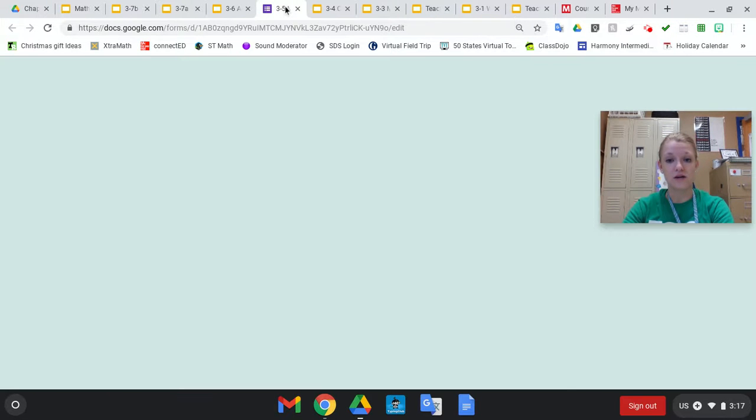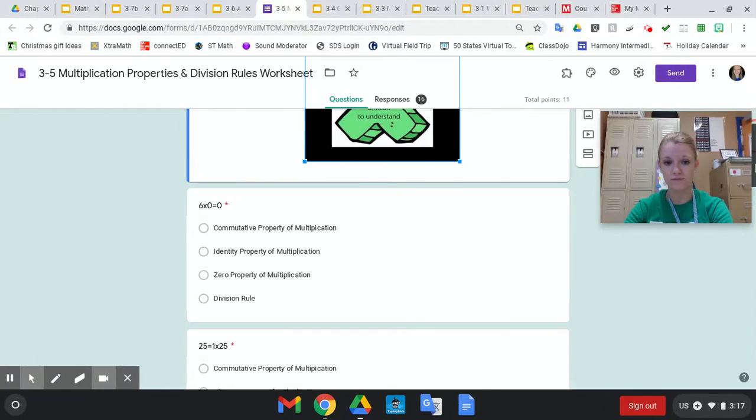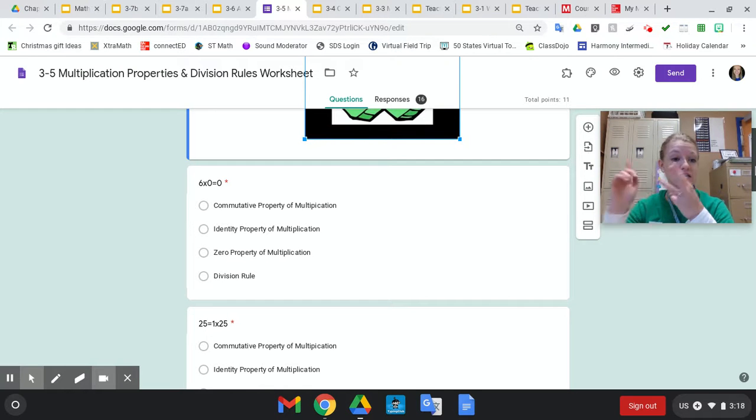Moving on to our next lesson, we have multiplication properties and division rules. So we have commutative, identity, 0, and the division rule. So when we think about it, okay, commutative, just like addition, it changes the order. Identity property, we say identity, multiplies by 1. Do it again. Commutative property changes the order. Identity multiplies by 1.